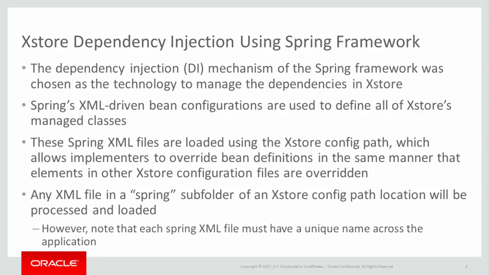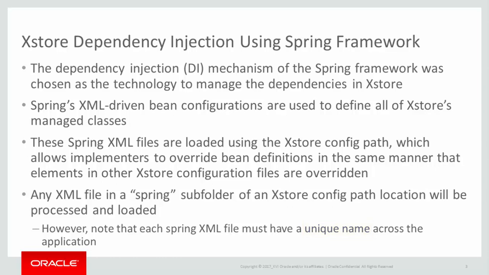So the way that Spring files are configured in XStore is that they're treated as a directory-based config, so any Spring file has to be in a Spring subfolder in an XStore config path location. The one thing to keep in mind about Spring files compared to the other XStore configuration files that get loaded, like opchain config, menu config, action config, is that Spring files must each have a unique name across the entire application.